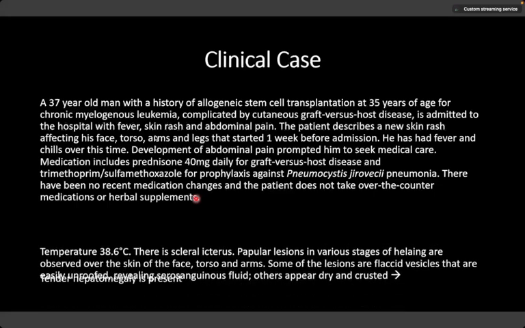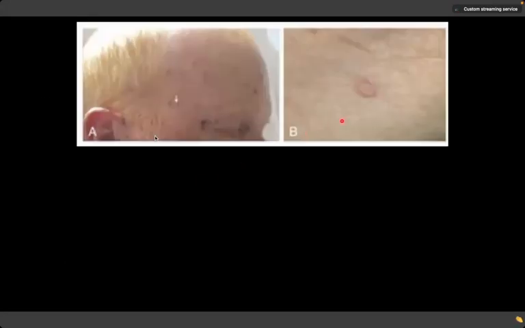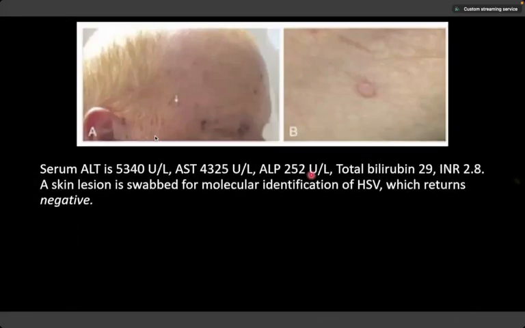Now, temperature 38.6. He has scleral icterus, papular lesions in various stages of healing. Sorry for the typo. They are observed over the skin of the face, torso, and arms. Now some of the lesions are flaccid vesicles that are easily unroofed, revealing serosanguinous fluid, and others appear dry and crusted. Yes, he does have a beautiful hepatomegaly, which is tender. Here is what it looks like. Ew. That's the lesion.